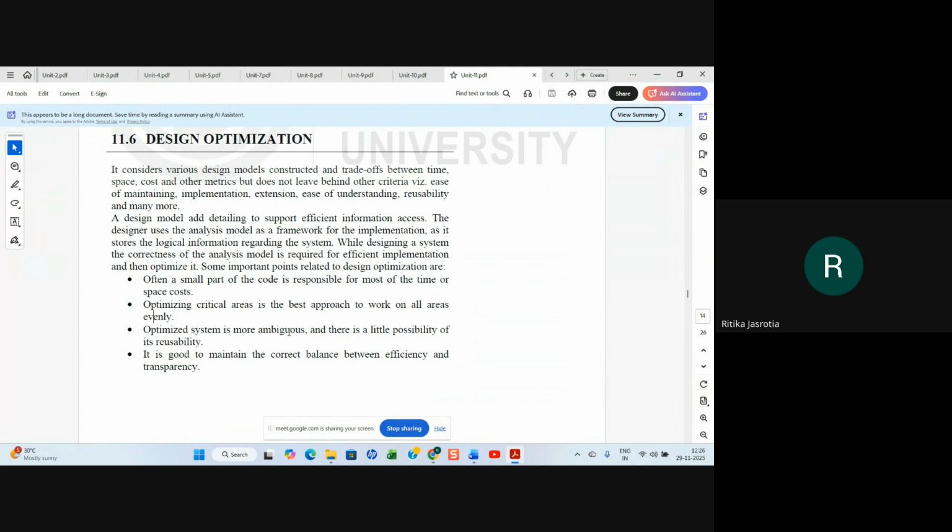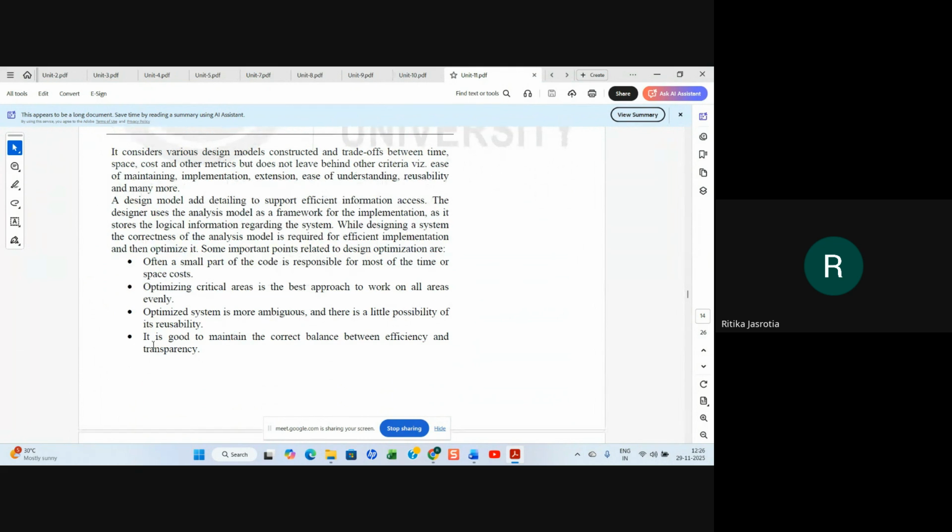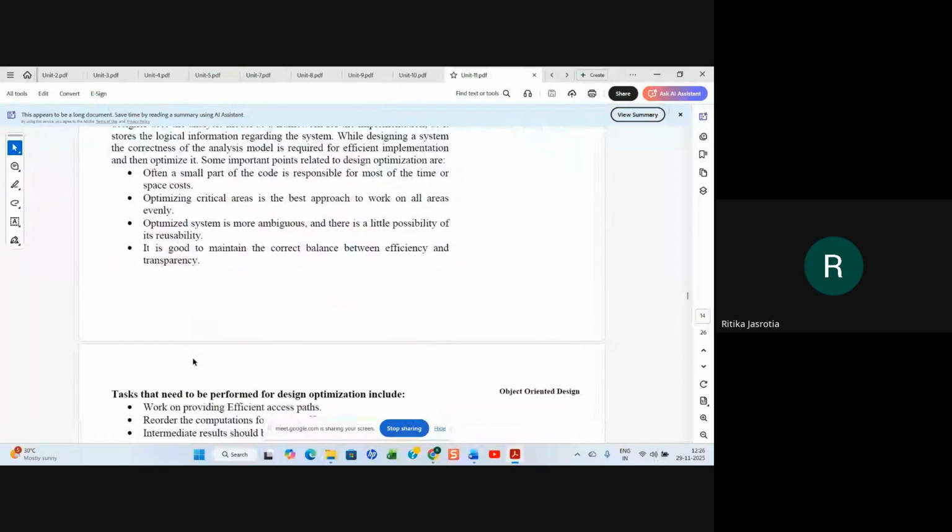An optimized system is more ambiguous and there is little possibility of its reusability. So the system which is optimized is more ambiguous. That means it will not be reusable. So generally there is little possibility of reusability of that portion. It is good to maintain the correct balance between efficiency and transparency.